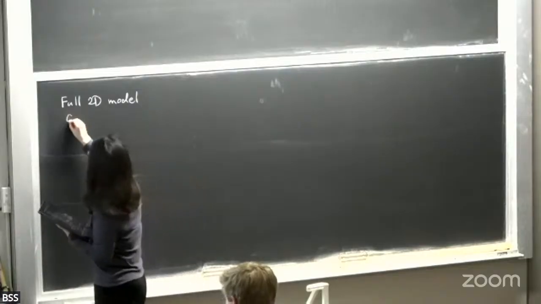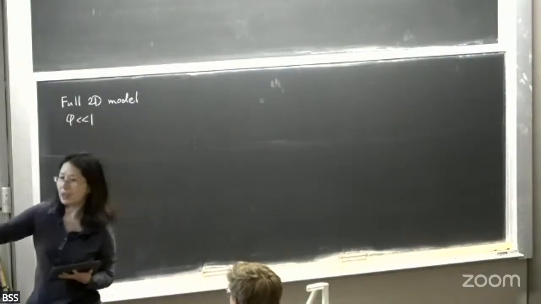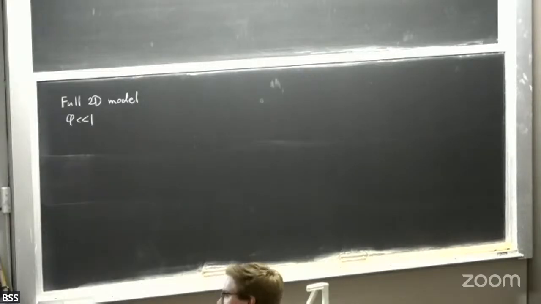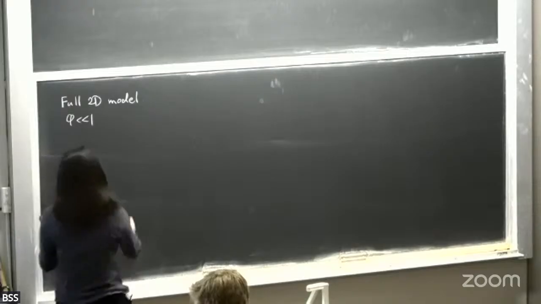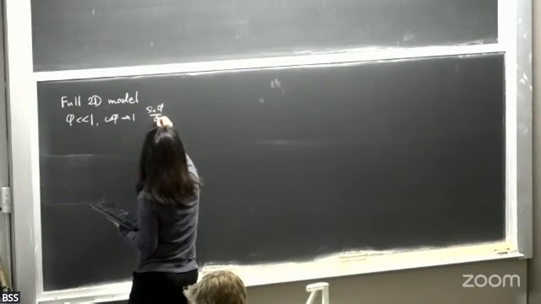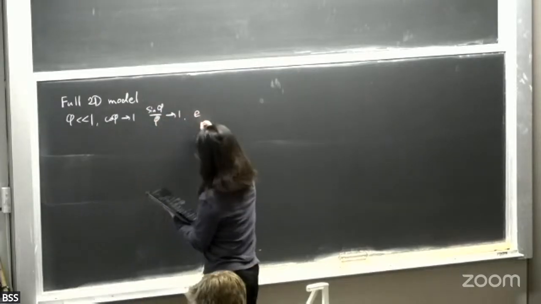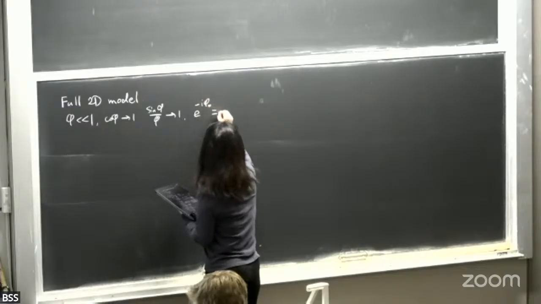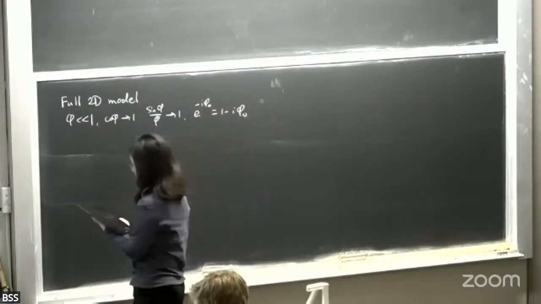So now if phi is much, much smaller than 1, we can just expand the sine. So cosine phi will be 1, we just keep the leading order. Sine phi will be 1. And e^(i phi_0) will be 1 minus i phi_0, right? Because if phi is small, then phi naught is also small. So if you do all those expansions, we get a simplified version.